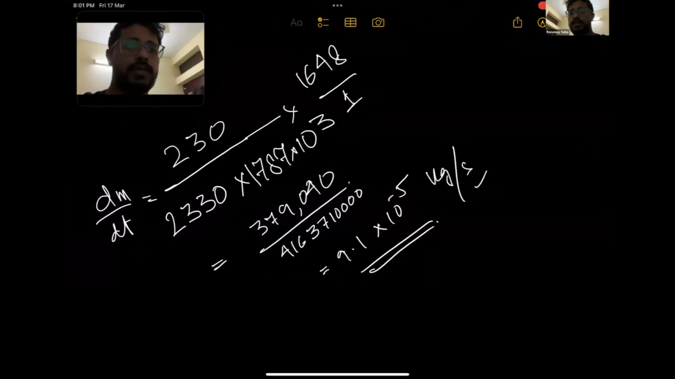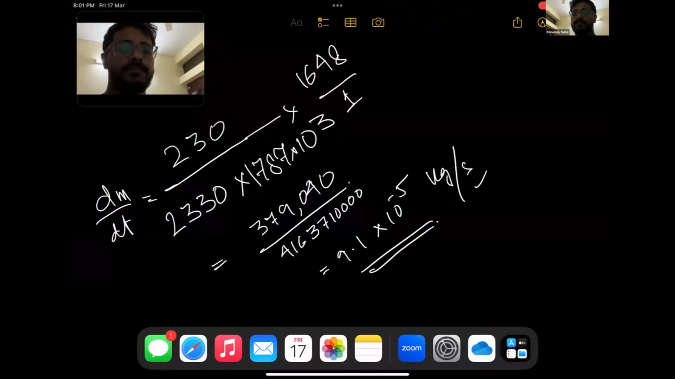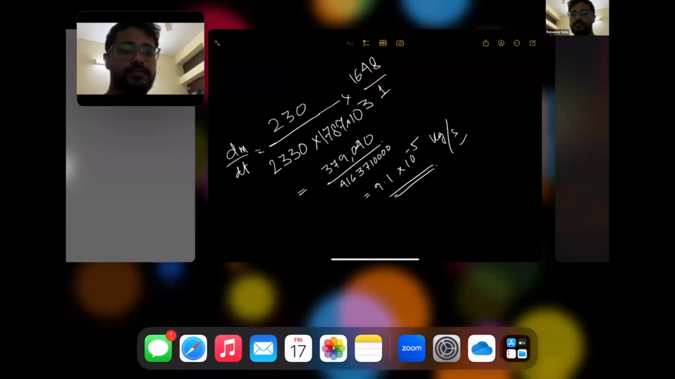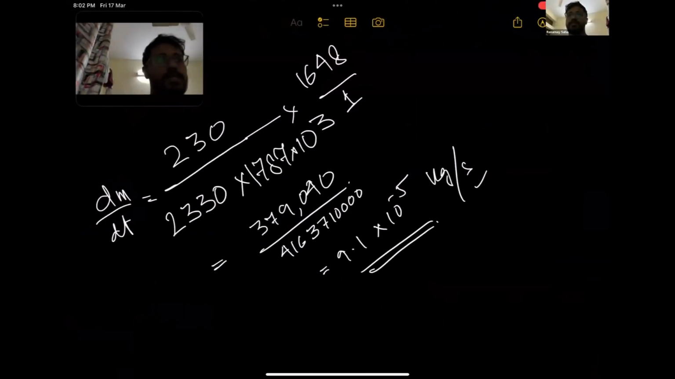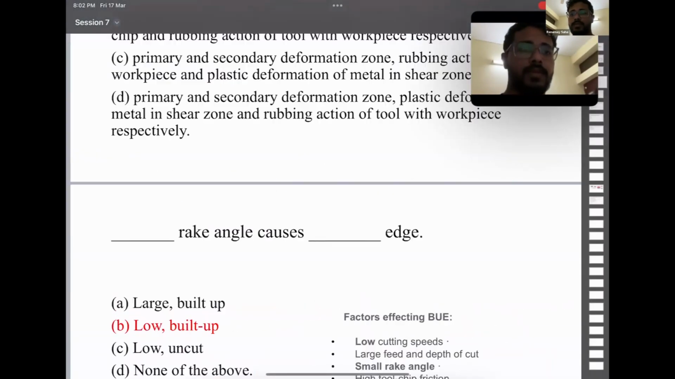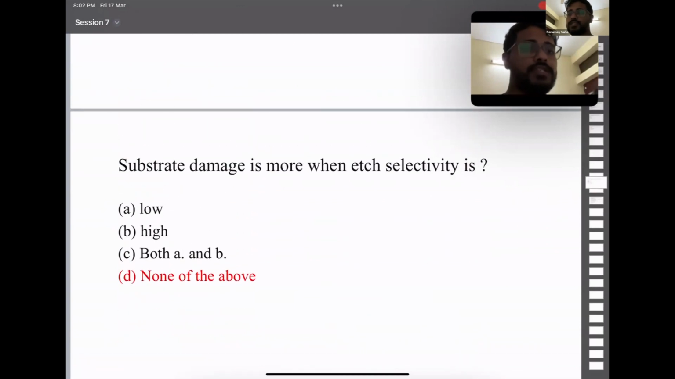Okay, so let's start with our next problem. Your next problem is a question out of etching, the concept of etch selectivity, which you all have done, I guess. In that case, the substrate damage is more when etch selectivity is 1.